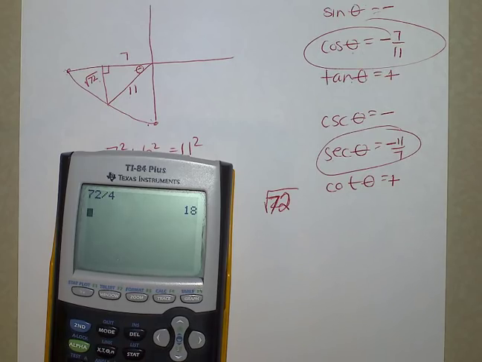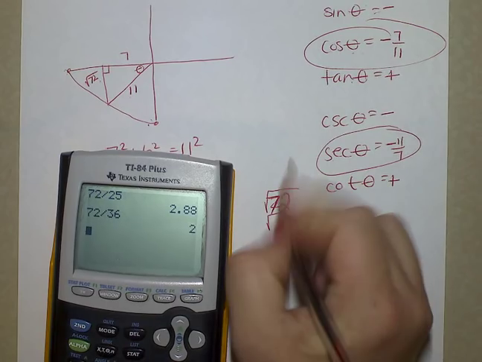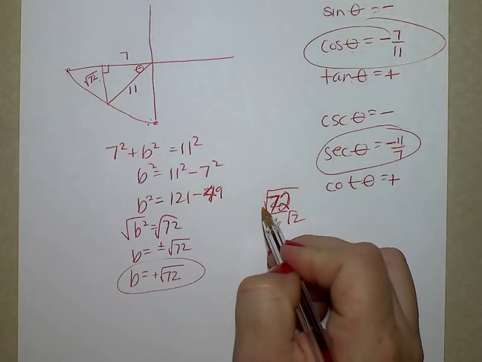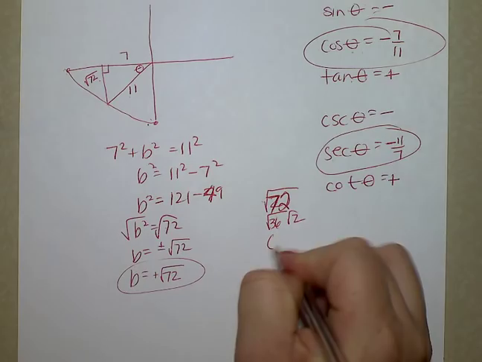Let's look for a larger number. Divided by 9, that works out again. We can keep going. Divided by 16 does not work. Divided by 25 does not work. But when we divide it by 36, it does work. So this breaks into the square root of 36 times the square root of 2, which means the square root of 72 is equivalent to 6 square roots of 2.